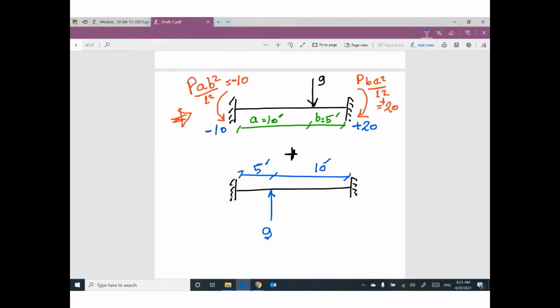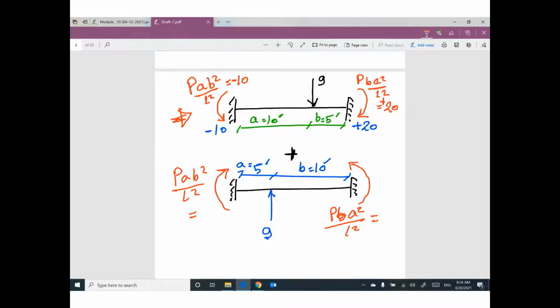and 10 feet. This distance A equal 5, this distance B equal 10. The concentrated load is coming from down to up. Your fixed end moment here will be in opposite direction, like this, but your values will be the same. B A square divide L square, B square divide L square. What is the value here and what is the value there?